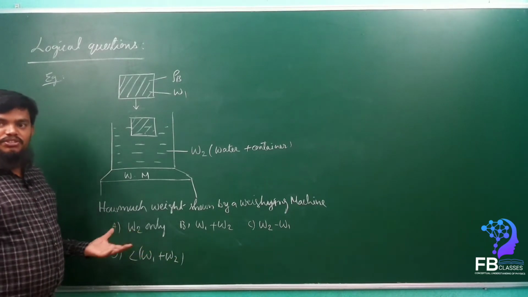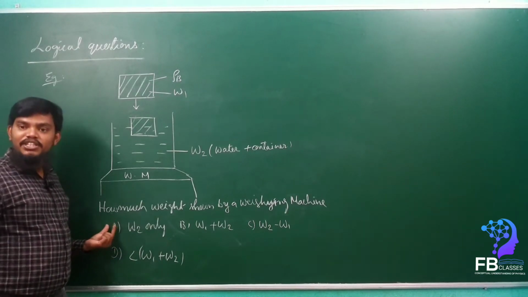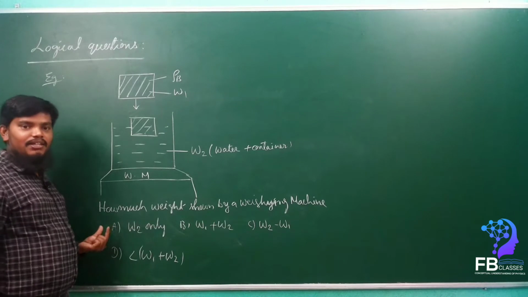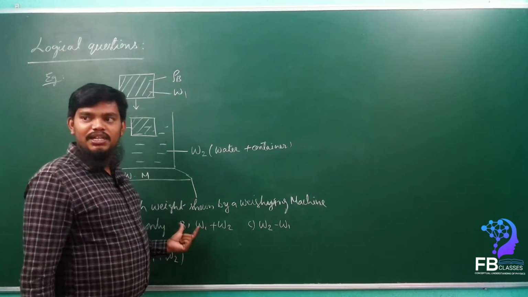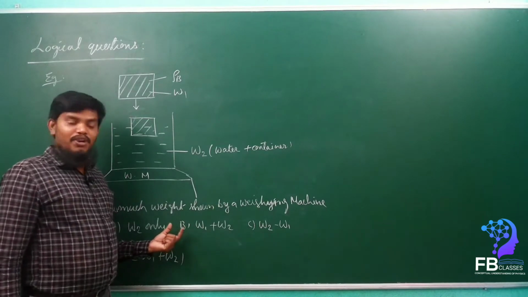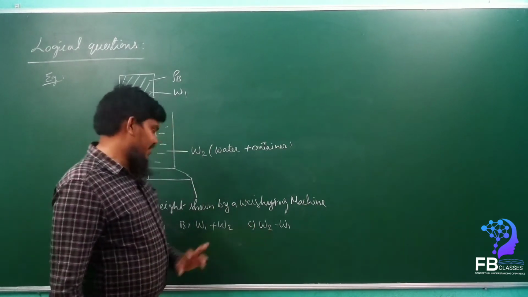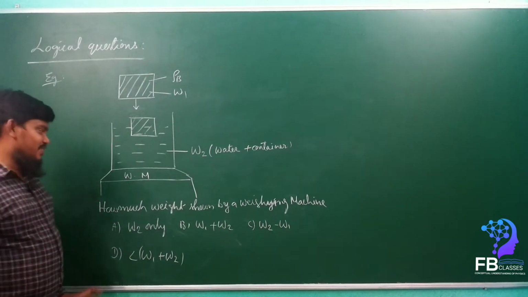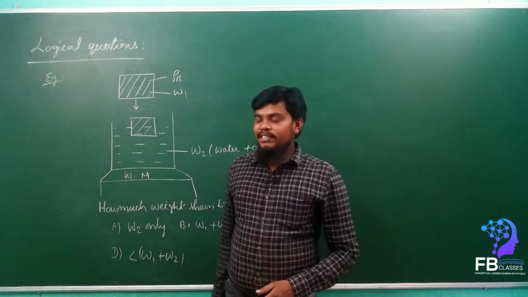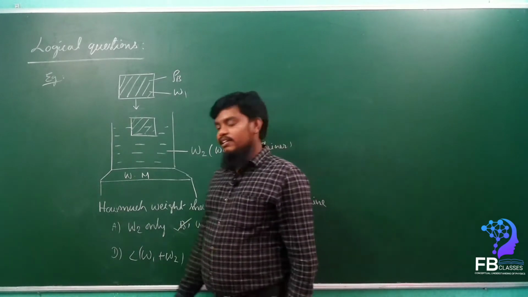Can you please just guess it? How many of you agree with A? A, 2 members. B, 5 members. Good. C, 3. Okay. D, most of the students. Okay. So the correct answer is W1 plus W2. B is the correct option.